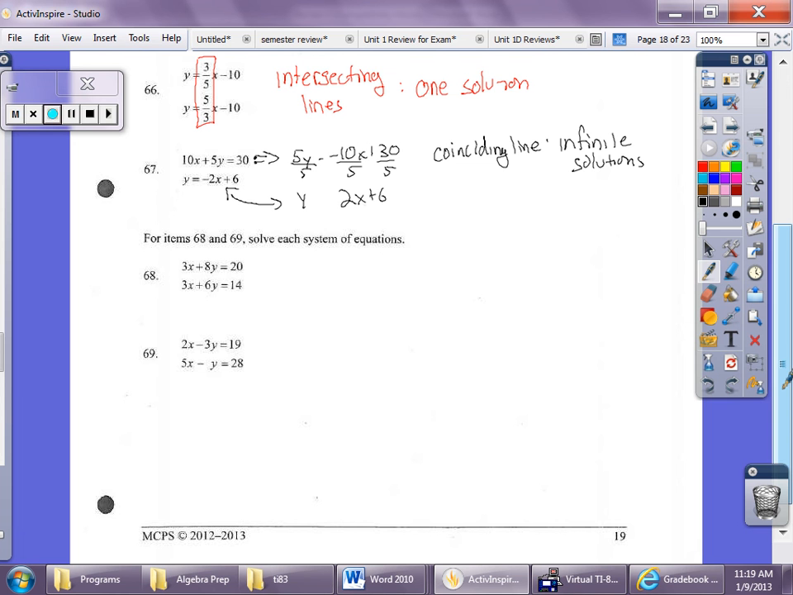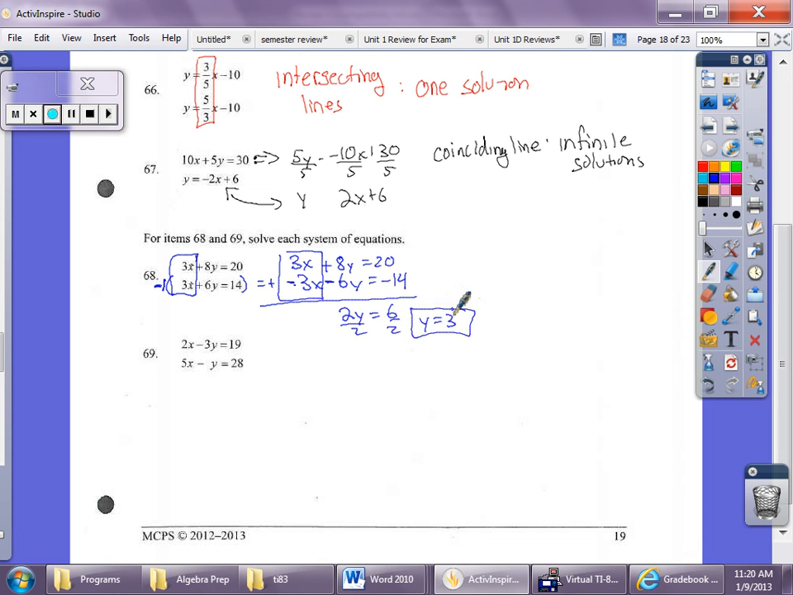68 and 69 say to solve these. When we look at 68, it's set up x's and x's, y's and y's. So we want to use the box out method. If we want to box out our x's, what we notice is they're both positive, so we need to make one of these negative. So I'm going to make everything in the bottom negative. So it's going to be negative 3x minus 6y equals negative 14. And then we have 3x plus 8y equals 20. So now I can box out my x's. One's positive, one's negative. We add these together. 2y equals 6. y is equal to 3.